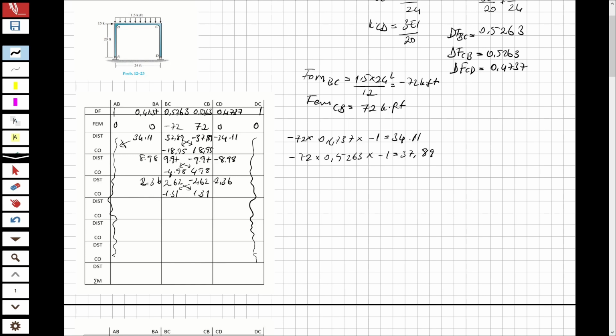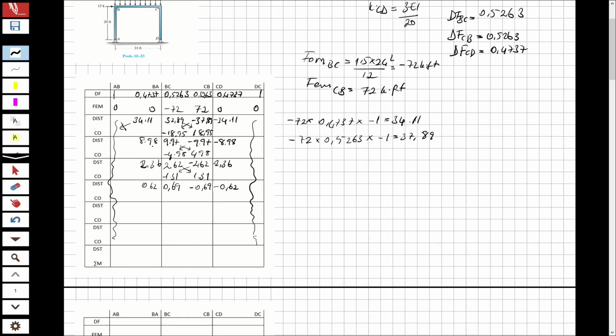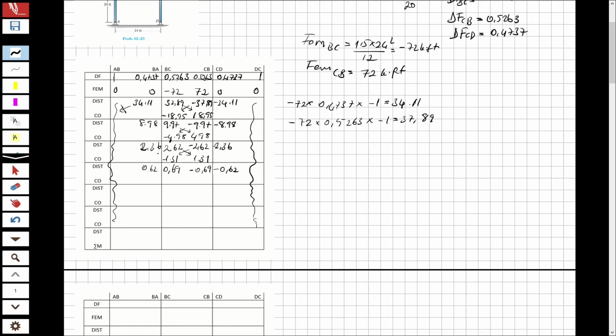When I distribute to this both, that will be distributed to its own distribution factor, and I will obtain 0.62, 0.69. Okay, and this will be minus 0.69, minus 0.62. And actually, I'm going to write a little faster because the video will be longer.